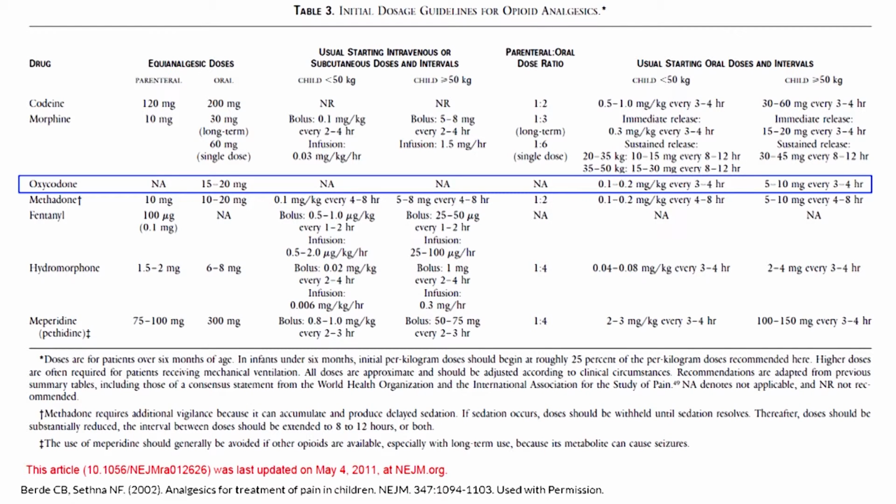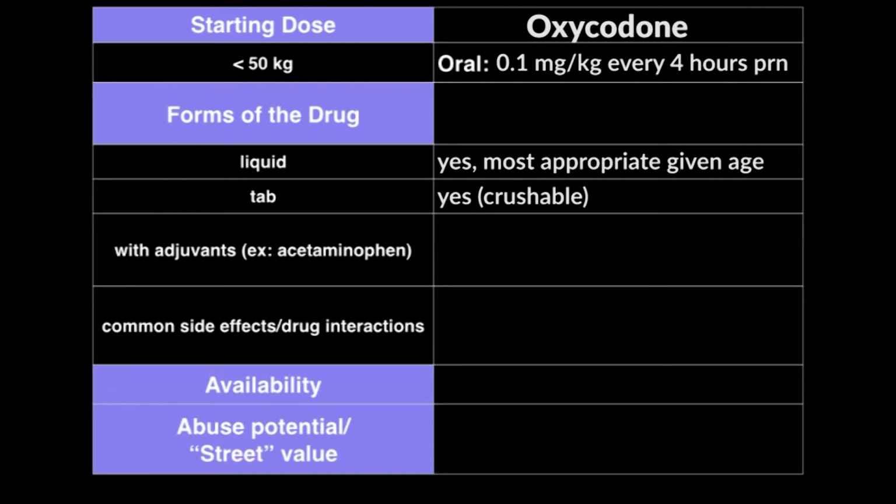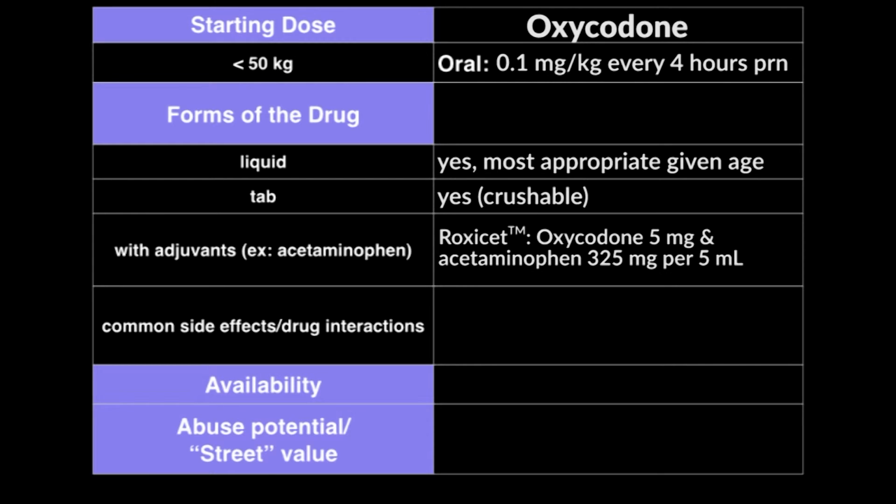We refer back to our table of initial dosage guidelines and determine that oxycodone would be an appropriate choice for this patient's pain. The starting dose of oxycodone is 0.1 milligram per kilo every 4 hours as needed. The medication is available as a liquid, which seems to be the most appropriate form for administration in this patient. And in fact, the liquid preparation of oxycodone with acetaminophen may have added advantages for pain control in this boy.